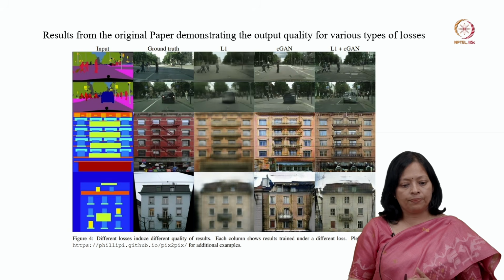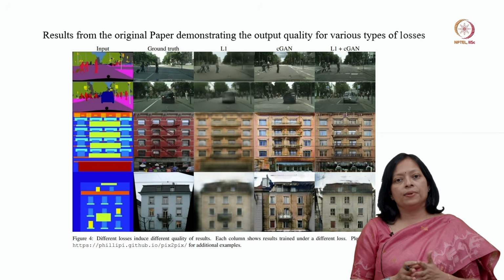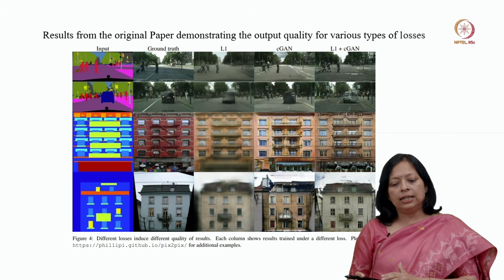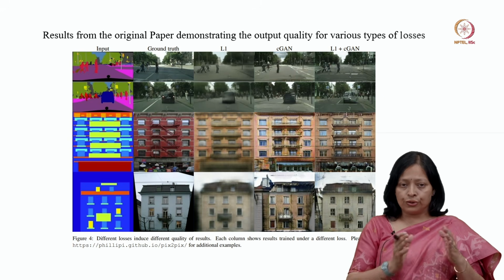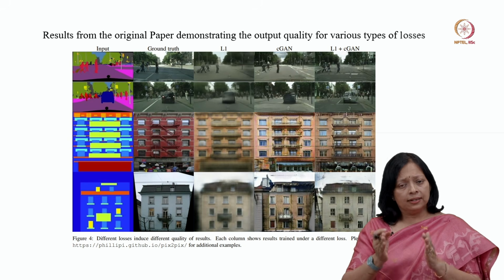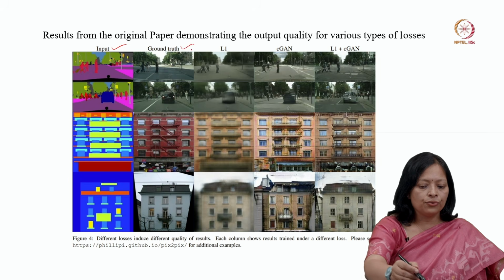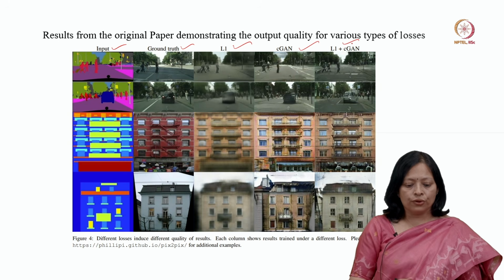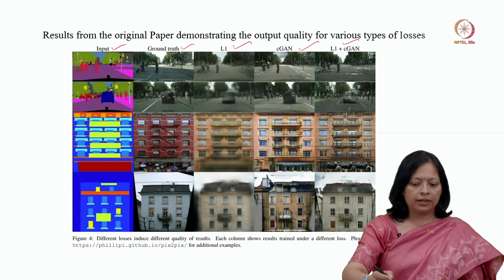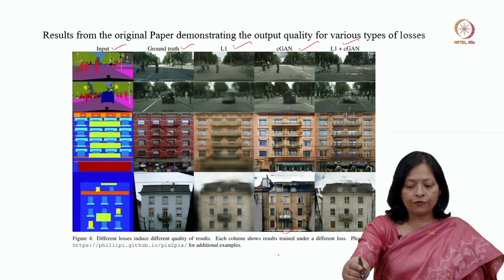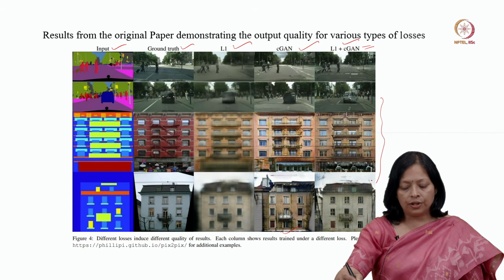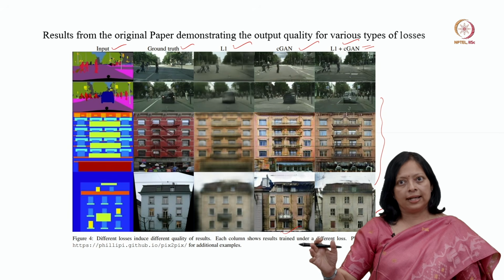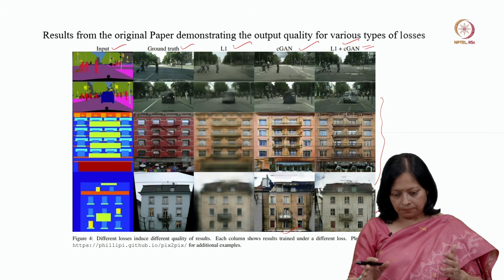Now, these are some results from the original paper demonstrating the output quality for various types of losses. There may be a question: why have we taken this L1 loss, why is it not only the conditional GAN loss, why is it not only the L1 loss, but a combination of both? The scientists working on that paper did experiments. These are the input images, these are the ground truths. This is with only L1 loss, this is only with conditional GAN loss, and this is L1 plus conditional GAN loss. If we see, with L1 the outputs are not that great, with only conditional GAN there is improvement, but the combination of L1 plus CGAN is much better. So, that is the reason lambda into L1 plus the conditional GAN loss is the loss taken for this architecture.